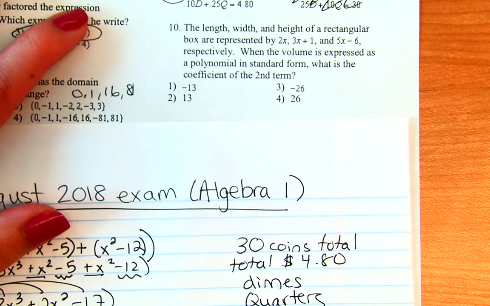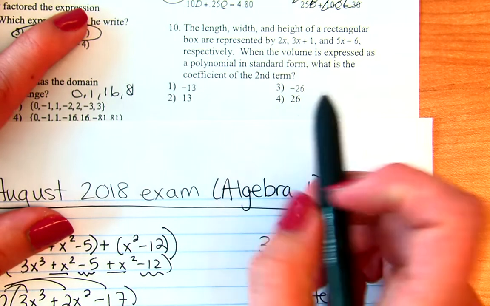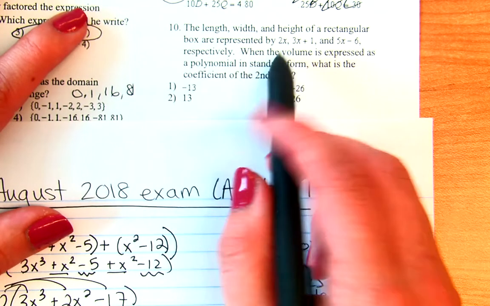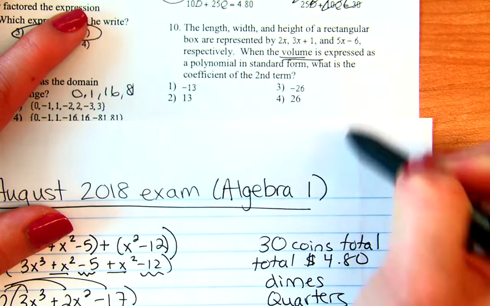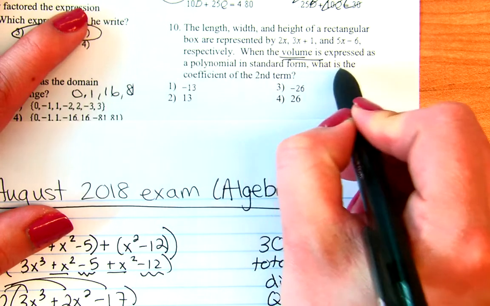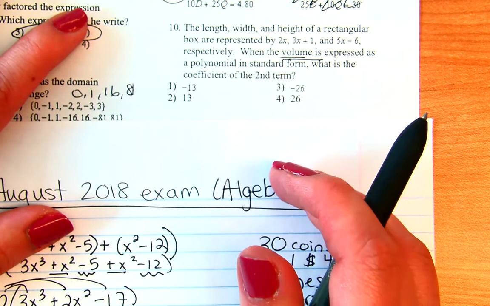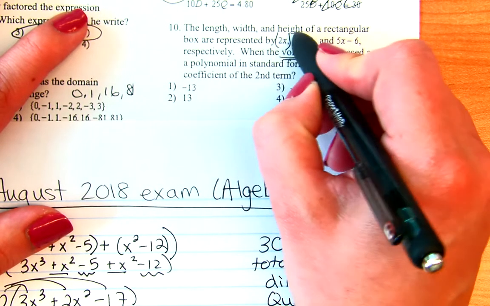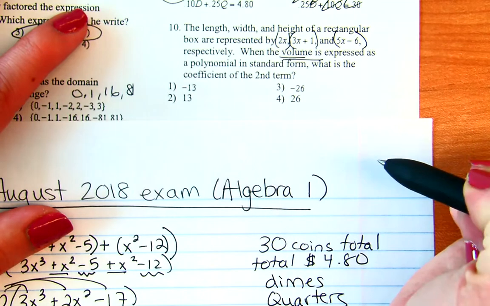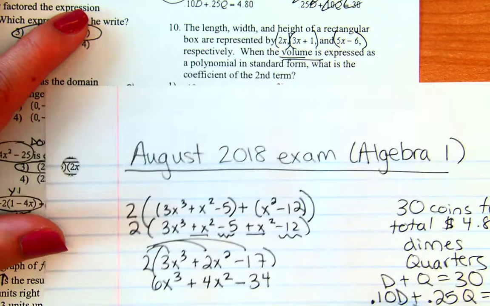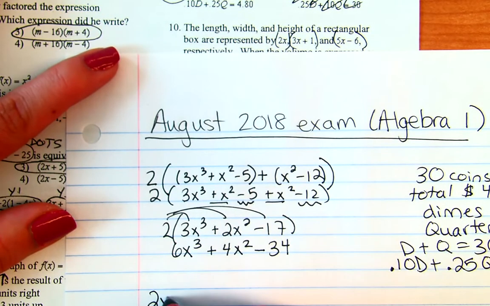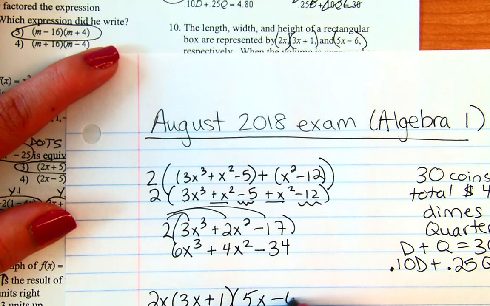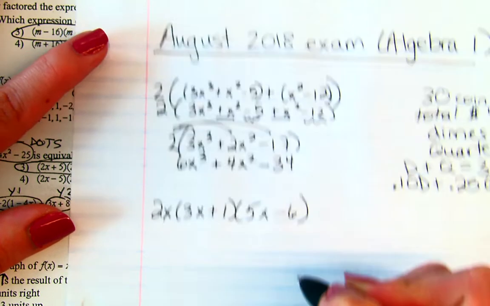10. The length, width, and height of a rectangular box are represented by these. When the volume is expressed as a polynomial in standard form, what is the coefficient of the second term? Which means I am going to multiply all 3 of them together. So you take 2x times 3x plus 1 times 5x minus 6. You can only multiply 2 at a time.